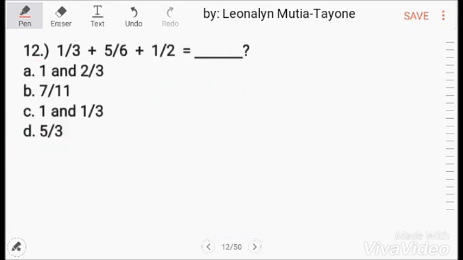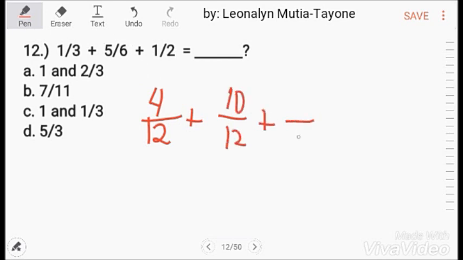Number 12. 1/3 plus 5/6 plus 1/2. So, addition ulit tayo ng fraction. All we have to do is find the least common denominator, which is 12. So, 12 divided by 3, 4. 4 times 1, that is 4, plus 12 divided by 6 is 2, times 5 is 10, plus 12 divided by 2 is 6. 6 times 1 is 6. Bali, ang 1/3 is equivalent to 4 over 12. 5 over 6 is equivalent to 10 over 12. At yung 1/2 ay equivalent to 6 over 12.